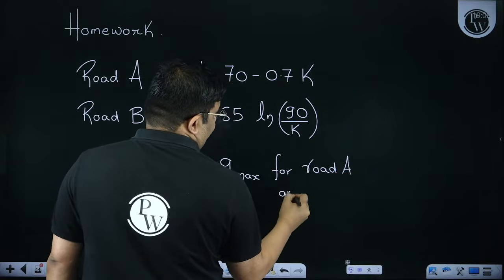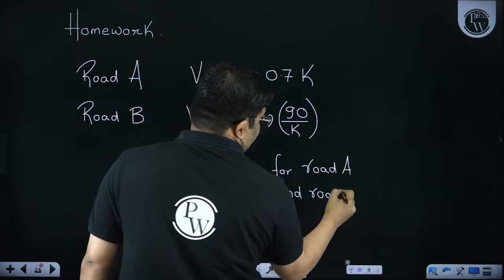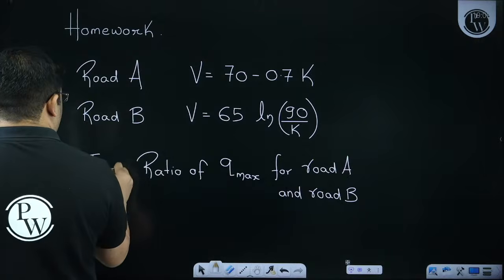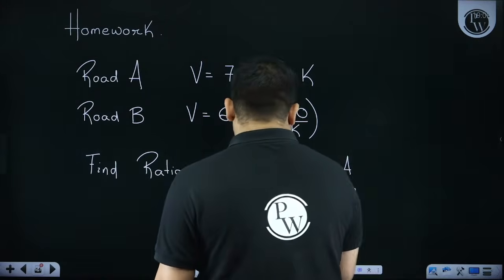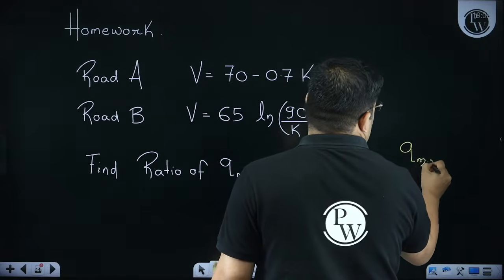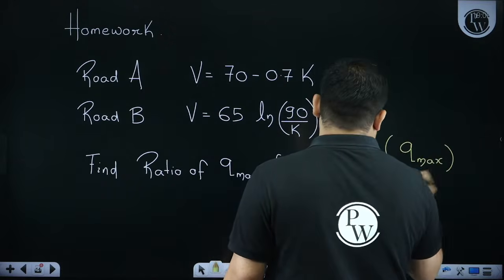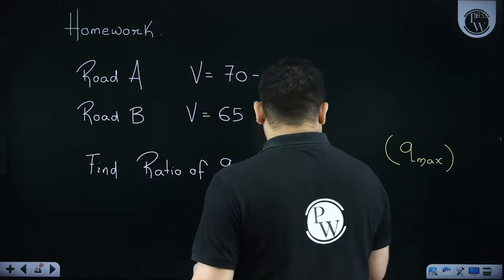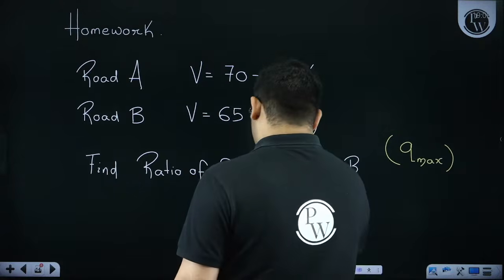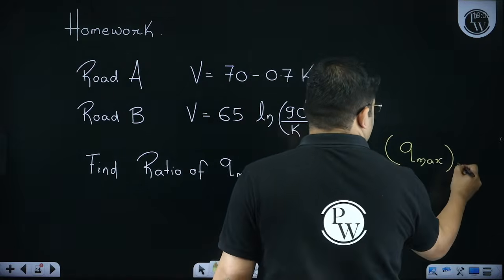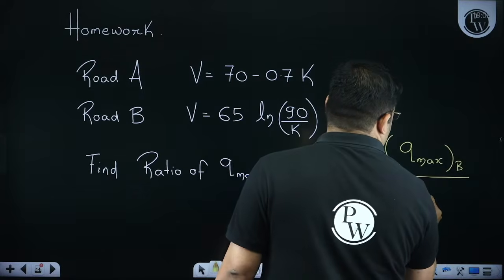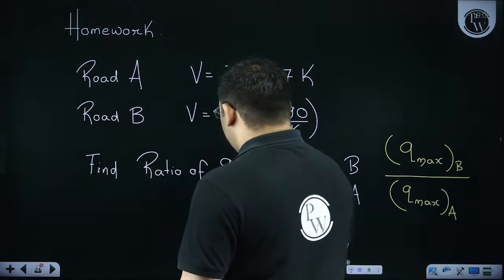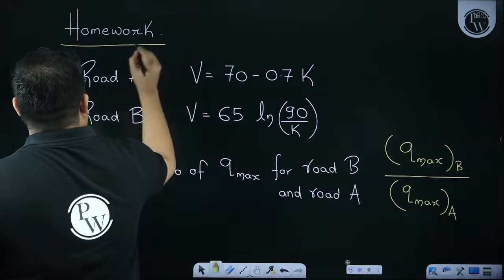Road A and road B means what? Basically I'm asking you to find out the ratio of this. Suppose I write down B and A, road B and road A. So it means the maximum flow in road B divided by the maximum flow of road A. So get me this ratio, solve this question and mention the answer in the comment section.